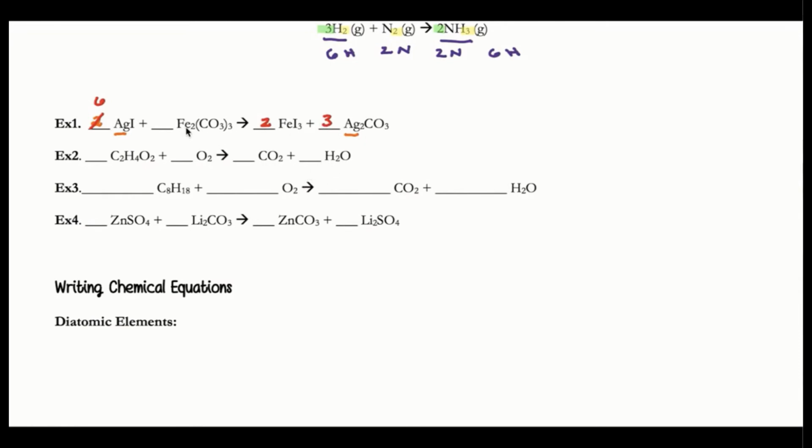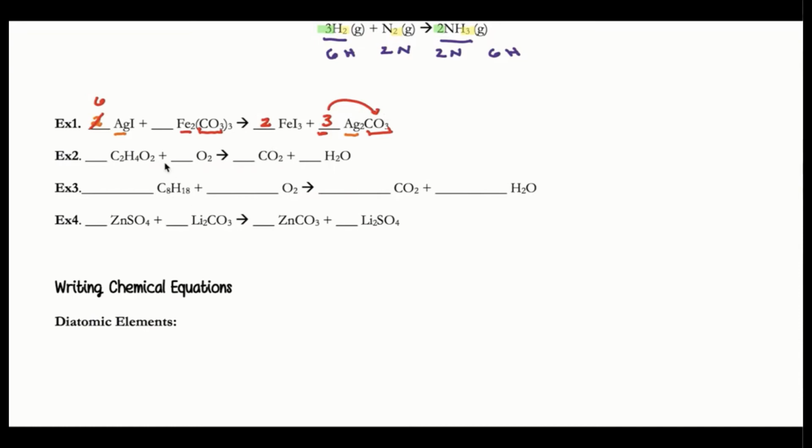For iron, I've got 2 irons on my reactant side, and now 2 irons on my product side, because I put a 2 coefficient. Okay? The only tricky thing is when you have polyatomic ions. As long as my polyatomic ions stay the same on the reactant and the product side, which I do here, then I like to treat my polyatomic ion all together. So I have 3 carbonates on my reactant side, and if you notice, I have 3 carbonates on my product side. So I am now balanced.